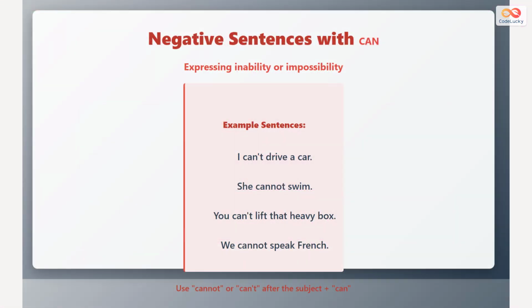Negative sentences with can use cannot or the short form can't. Cannot goes after the subject and before the main verb. Remember these examples. I cannot drive a car. She cannot swim. You cannot lift that heavy box. We cannot speak French. Both cannot and can't mean the same thing. Cannot is more formal.